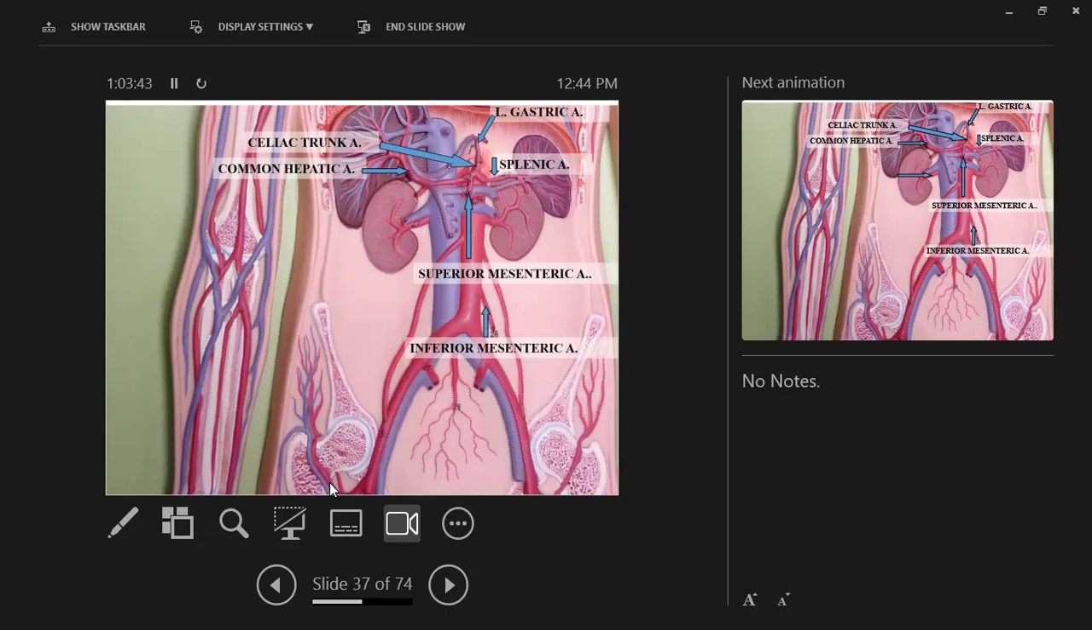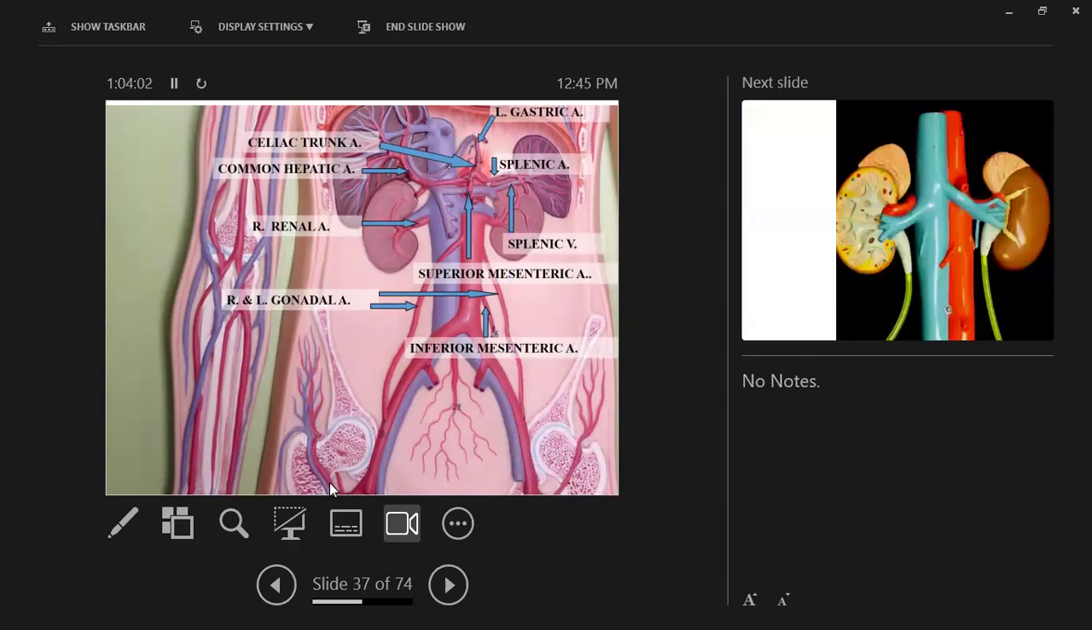And of course, if you have a superior, you have to have an inferior mesenteric artery also. There's the renal artery. And there we have the gonadal arteries that are supplying blood to the ovaries or testes. We have the splenic vein right there. You would have a renal artery, a renal vein, a splenic artery, a splenic vein, a gastric artery, a gastric vein, a superior and an inferior mesenteric artery and vein.